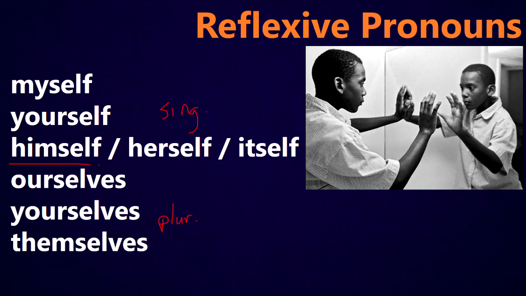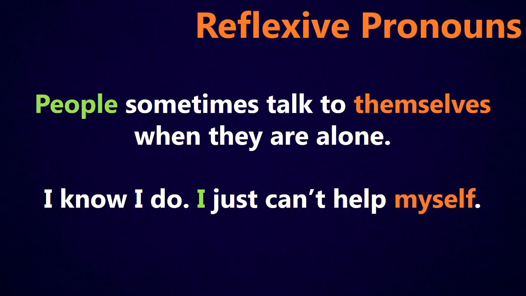So how do we use these? For example, people sometimes talk to themselves when they are alone. So here, people is the subject, the verb is talk, and the object here is themselves. So because the people and themselves are the same people, we use the reflexive pronoun over here. So people sometimes talk to themselves when they're alone.